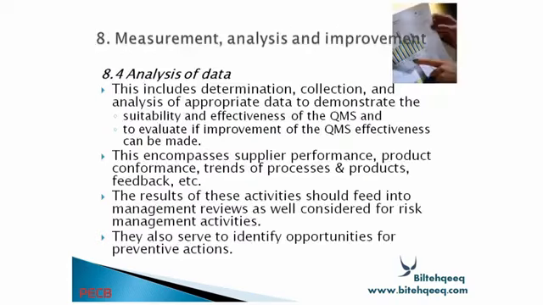The 8.4 is related to the analysis of data. This includes determination, collection, and analysis of appropriate data to demonstrate the suitability and effectiveness of the quality management system, and to evaluate if improvement of the quality management system effectiveness can be made. This encompasses supplier performance, product conformance, trends of process and product feedback. The results of these activities should feed into management review as well as be considered for risk management activities. They also serve to identify opportunity for preventive action.